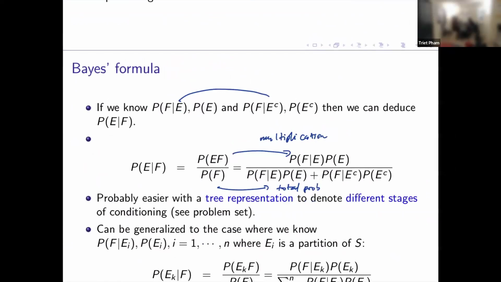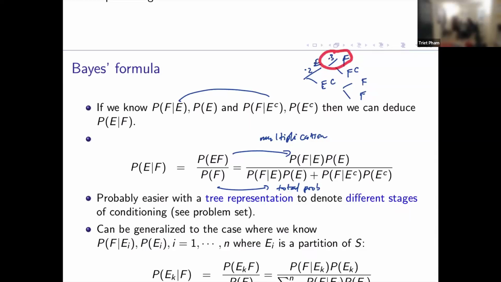But the point is that basically you sometimes want to traverse the tree backward. So you have E here and E complement, and then for each branch you have F and F complement. Like that. So you have F given E and F given E complement. And notice the nature of the tree representation here. For example, when you do, let's say 0.2 and then 0.3 here.